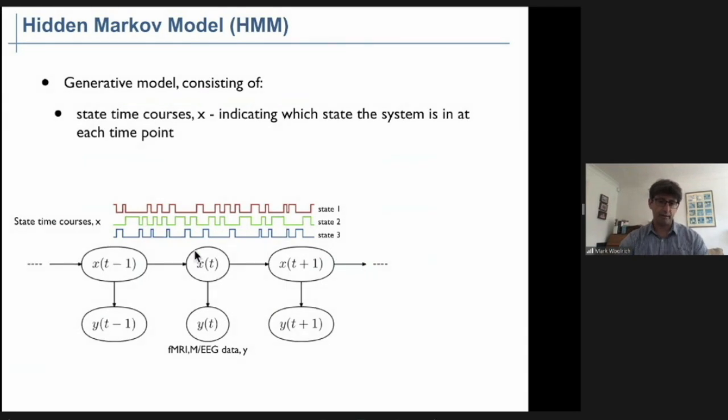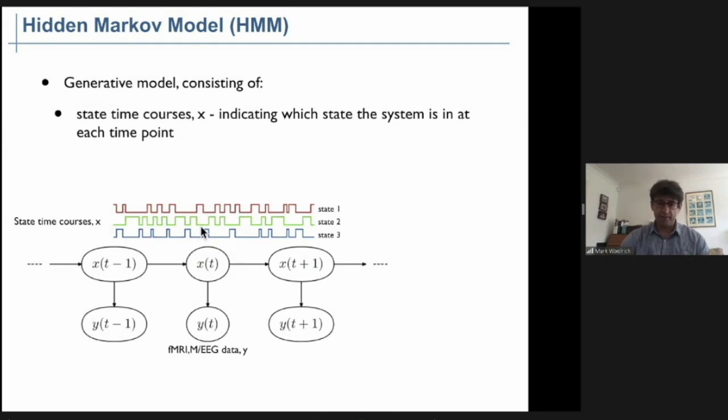At the core of it are the parametric descriptions of the state time courses that tell you which state you're in at each point in time. So these are, of course, binary state time courses, and we also assume that they are mutually exclusive. So you can only be in one state at any one particular point in time.